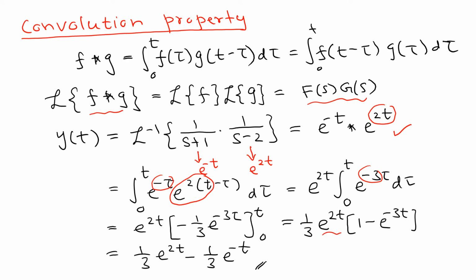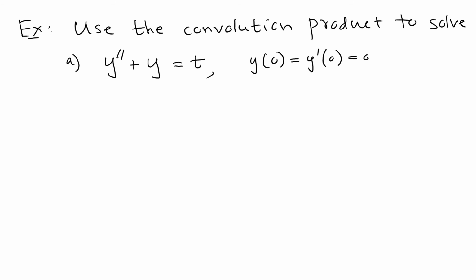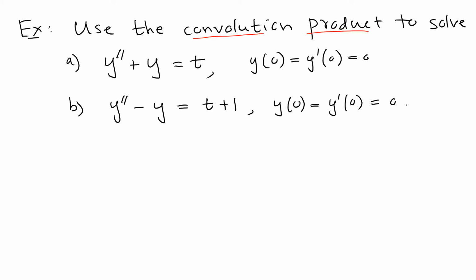So whenever you have a product, see whether you can identify the two functions and use the convolution product to write it, and then also use the definition to find the integral. So you can try these two questions as practice problems now. Use the convolution product to solve y double prime plus y equals t, which is a non-homogeneous equation with 0 initial conditions. And also you can try this one: y double prime minus y equals t plus 1, with the initial conditions y(0) equals y prime(0) equals 0.